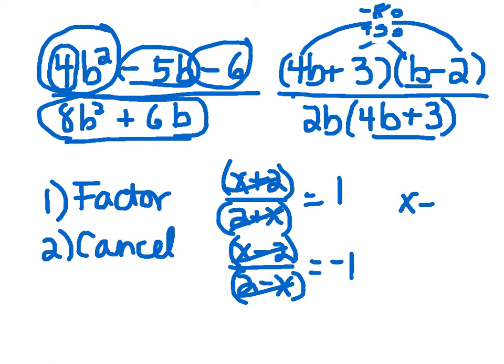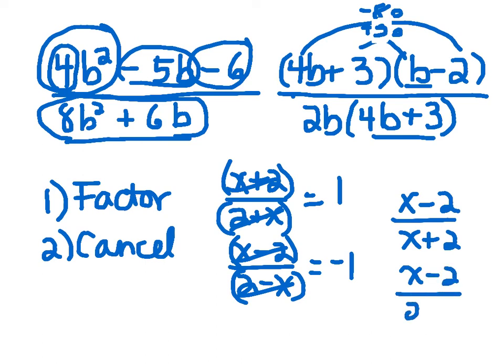If I have x minus 2 over x plus 2, or x minus 2 over 2 plus x, whatever, they look like they should be able to cancel out, but they don't. That's as far as you can go. And that's because if you plug in any number for x, the fraction that you get would not reduce, or at least it wouldn't reduce in every case.